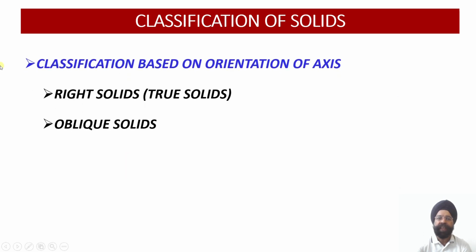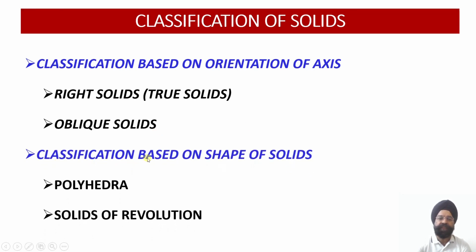Now we can classify solids in multiple ways. The first classification of the solids is based upon the orientation of the axis. Based upon the orientation of the axis, we can classify solids into two categories. The first one, the right solid or the true solids, are the solids which have the axis perpendicular to their base, whereas the oblique solids are the ones which have the axis inclined at an angle other than 90 degrees to their base.